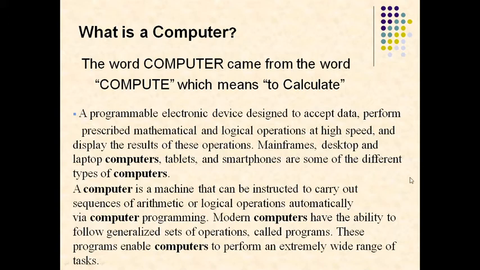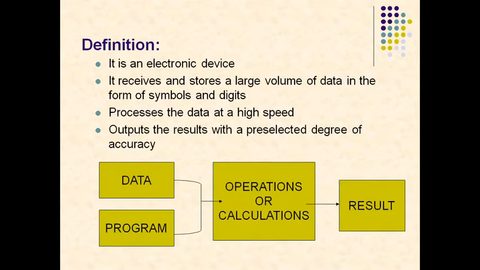So what is a computer? Computer came from the word compute, which means to calculate. A computer is a machine that can be instructed to carry out sequence of arithmetic or logical operations automatically via computer programming. So let us go to the actual definition. We can define a computer in points.